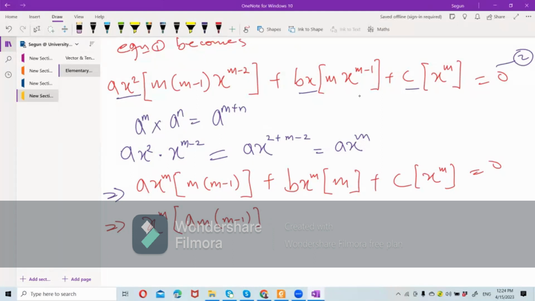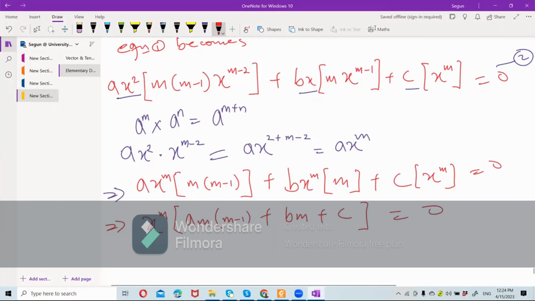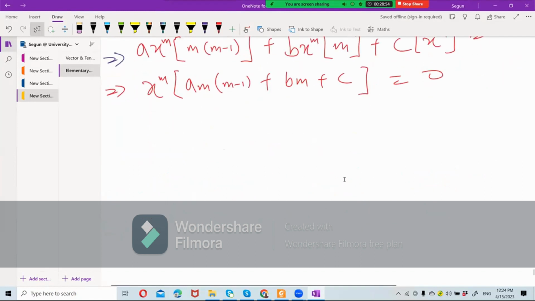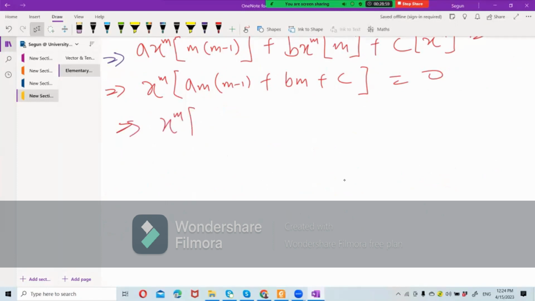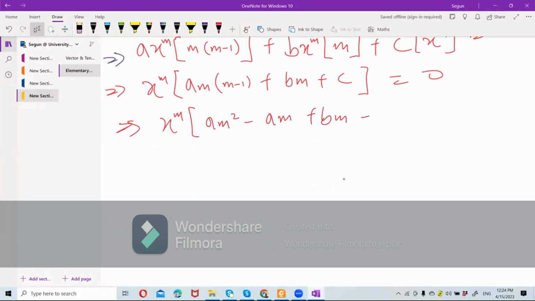let me just do it once so that I won't waste my time. In this case now, x raised to power m is common to these two and this last one. So I can release everything remaining. It will now be plus bm plus c equals to 0. So when you open the bracket here, what do you have? You have x raised to power m in bracket, am squared minus am plus bm plus c equals to 0.